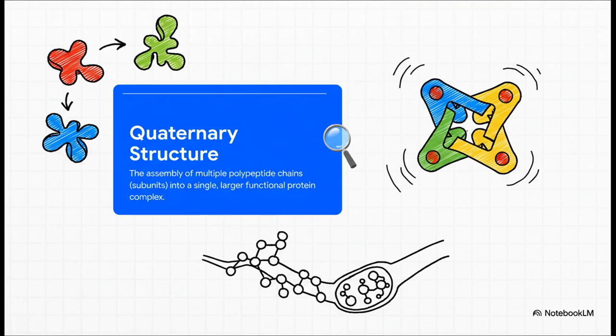The final level, the quaternary structure, is when multiple fully folded protein chains, we call them subunits, come together to form a bigger multi-part machine. A perfect example of this is hemoglobin, the protein in our blood that carries oxygen. It's actually made of 4 separate subunits all working together in perfect harmony.